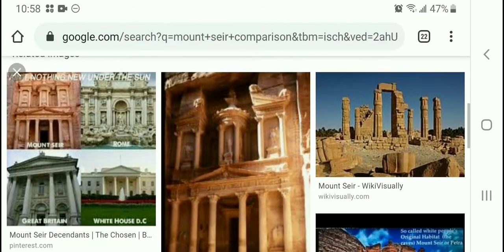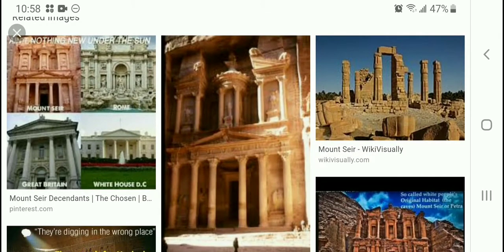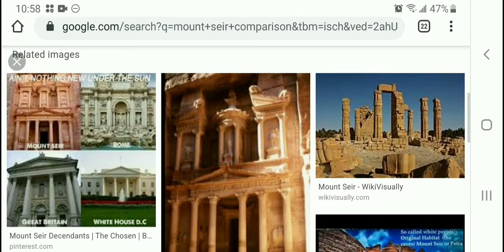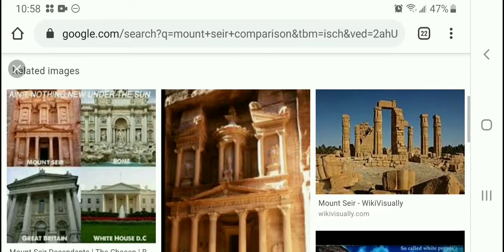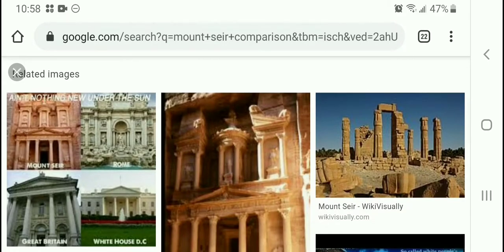Look at this architecture right here. Now this was built maybe, I don't know, 3,000 to 4,000 years ago. That architecture right there, in the clefts of the rock. Keep that in mind, clefts of the rock. But also, if you look to the left, it's hard to see, but at the top it says, ain't nothing new under the sun, because what they did with Mount Seir 3,000 to 4,000 years ago, they did today.